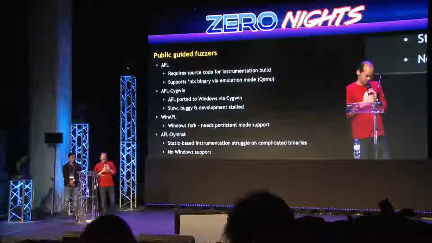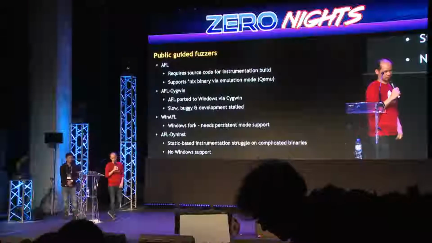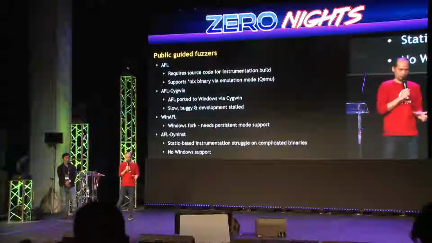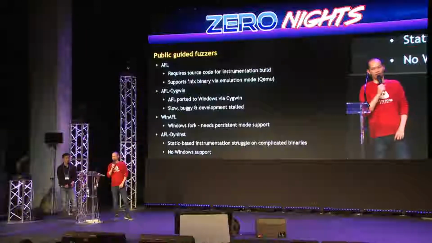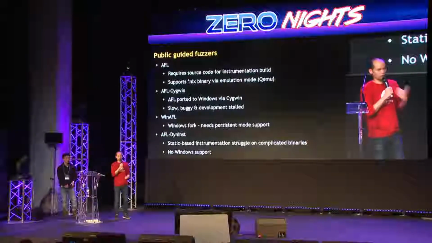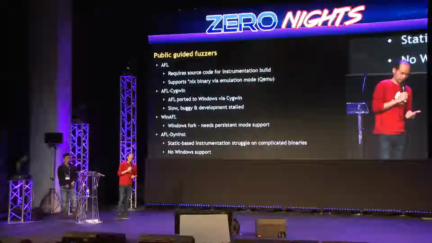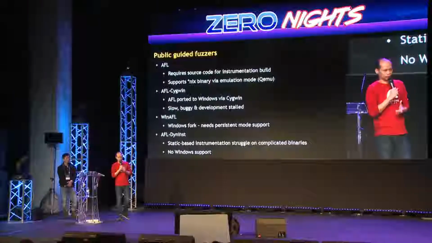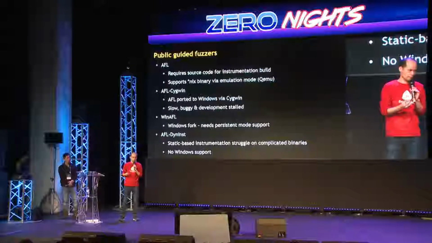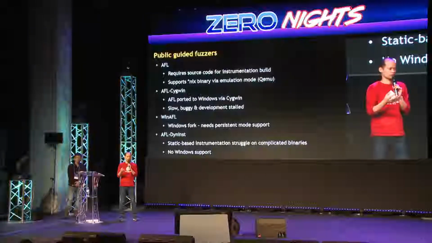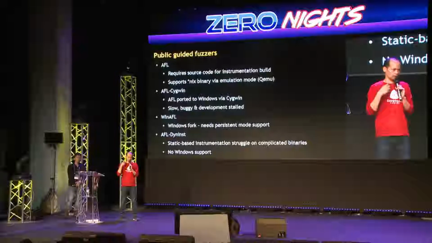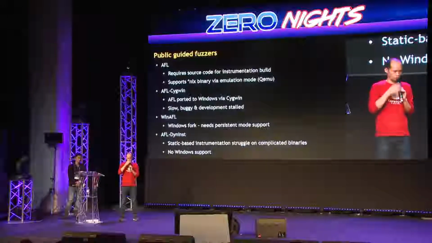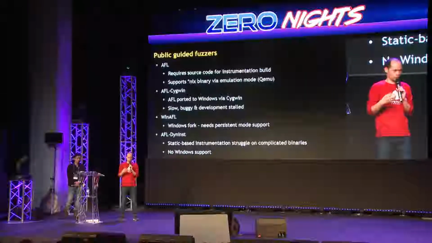Okay, so there are quite a few public guided fuzzers which are open source and everybody can use. We list some important ones here. AFL, of course, is a very important, very prominent guided fuzzer. For AFL to work, you need the source code of the program, and after that, you compile the program using a special compiler provided by AFL. With this instrumentation, AFL can work.